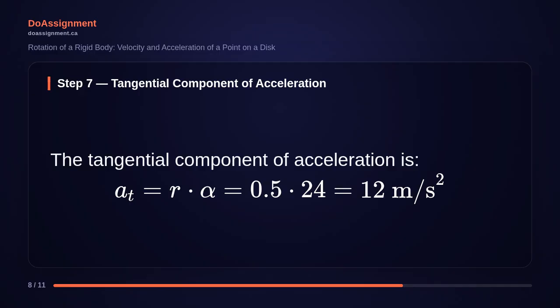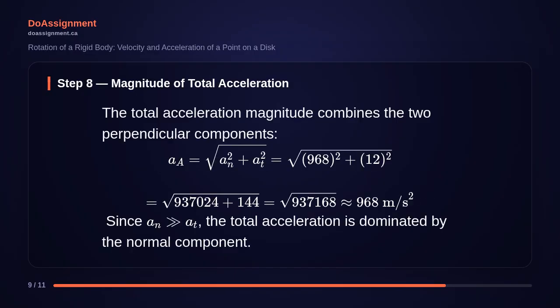The tangential component of acceleration equals r times alpha. That is 0.5 times 24, giving 12 meters per second squared in the tangential direction. The total acceleration is the square root of the sum of the squares of the normal and tangential components. The square root of 968 squared plus 12 squared equals approximately 968 meters per second squared. The normal component completely dominates here.